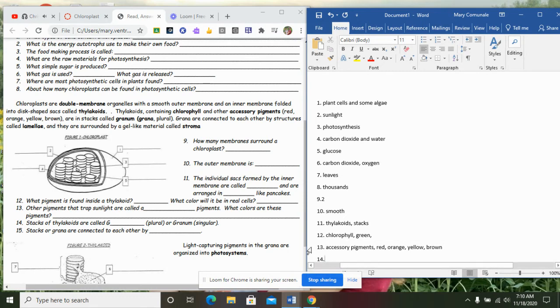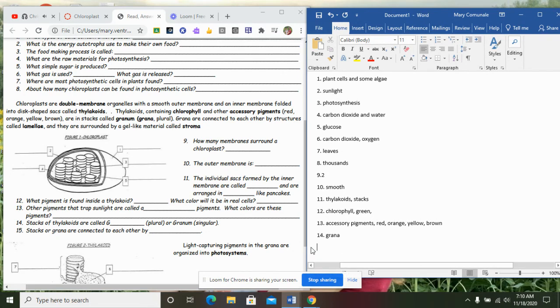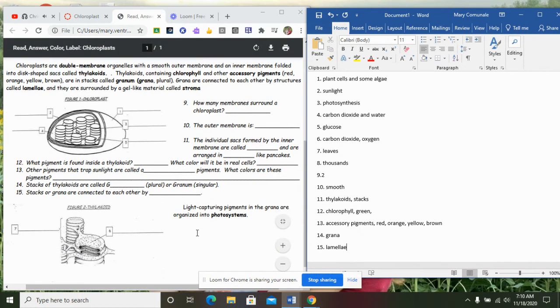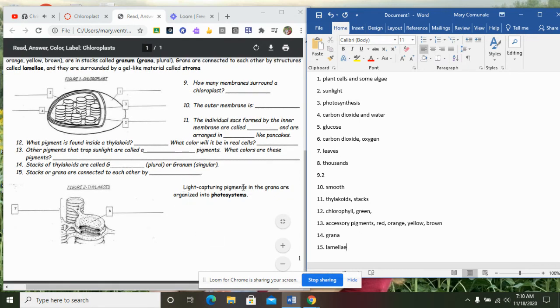Number 14: stacks of thylakoids are called grana, or granum, which is singular. The stacks are connected to each other by, so it's going to be in that last sentence there, the grana are connected to each other by structures called lamellae. And they are surrounded by a gel-like material called the stroma. Light-capturing pigments in the grana are organized into photosystems.